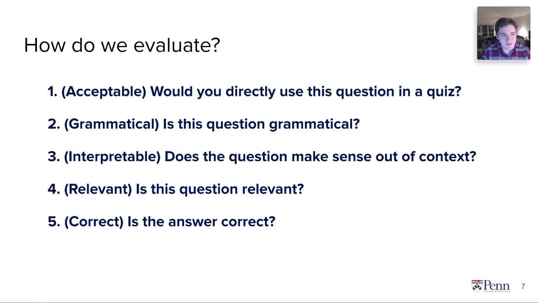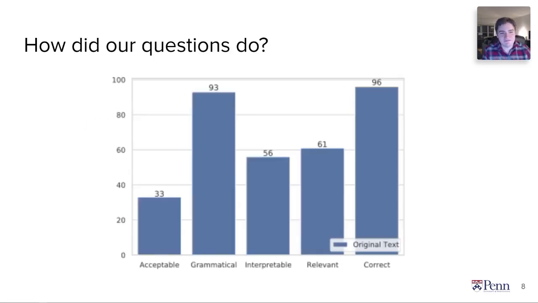We evaluated this model's output by asking our annotators to annotate each question for 5 points. 1 is, would you directly use this question in a quiz? 2 and 5 are the standard grammaticality and correctness questions, and 3 and 4 are, does the question make sense out of context, and is this question relevant? We found that while grammaticality and correctness were very high, we struggled to get relevant and interpretable questions, and this resulted in only 1 of 3 questions being actually acceptable to use in the quizzes.